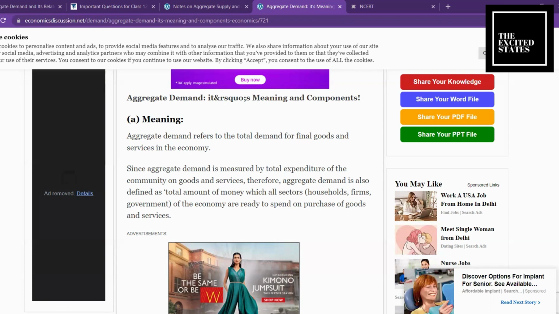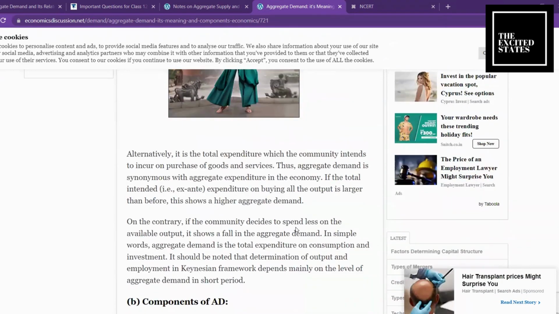Therefore, aggregate demand is defined as the total amount of money which all sectors are ready to spend. Here, all sectors means household, because in the economy there are three sectors: household, just like us people, firms, the producers, and the government. So all these sectors of the economy are ready to spend on the purchase of goods and services. Understood? So basically, it is the total expenditure which the community intends to incur on the purchase of goods and services.